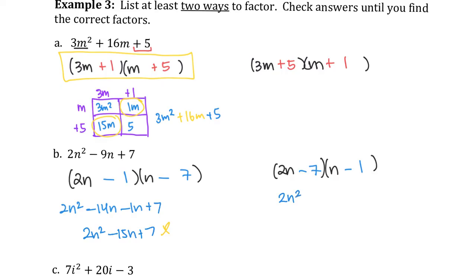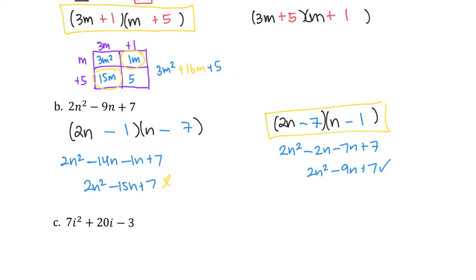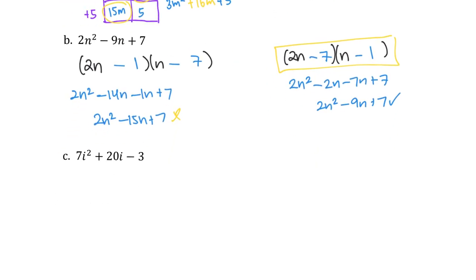2n times n, 2n to the second, minus 2n. Is that one right? That is right. Okay, so this was the correct way to write it. Since the first way didn't work, I needed to check it the second way. If the first way had worked, I wouldn't have checked the second way. Okay, let's do one more.